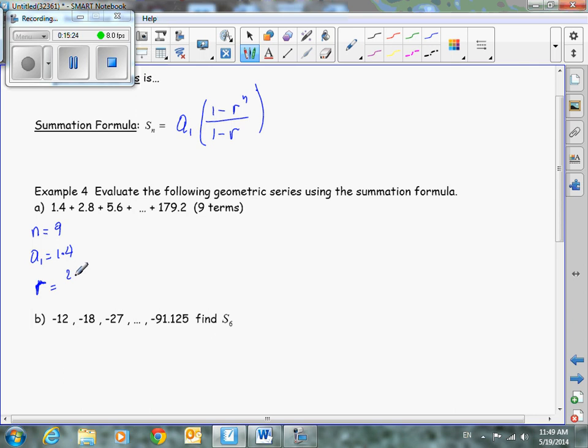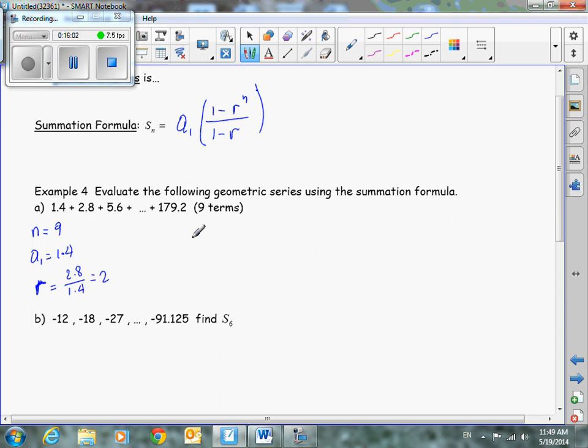How do I find it? I can do 2.8 over 1.4, and I will get 2. Is there any other way to find that ratio? Yes. There's only one more way on this specific one. I can do 5.6 over 2.8, and I should get the same thing. I can't do anything else because I don't have the term right until the 179.2. Just divide 2 consecutive terms, meaning 2.8 over 1.4 or 5.6 over 2.8. It will still give you 2.